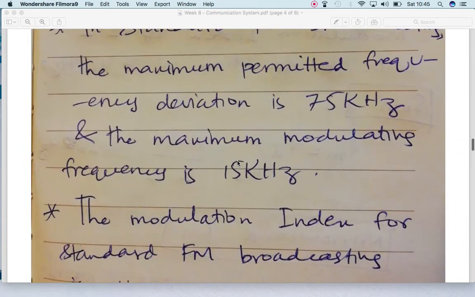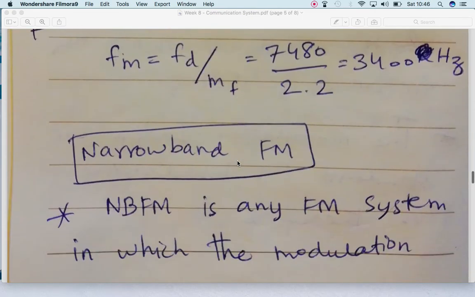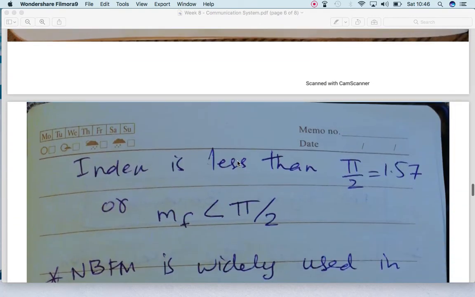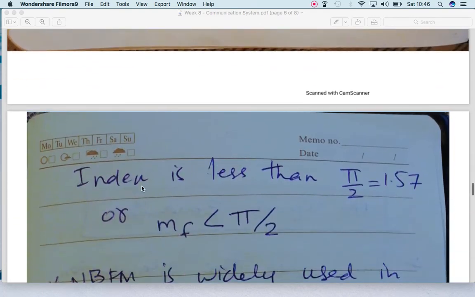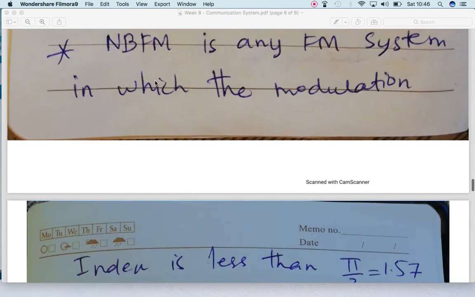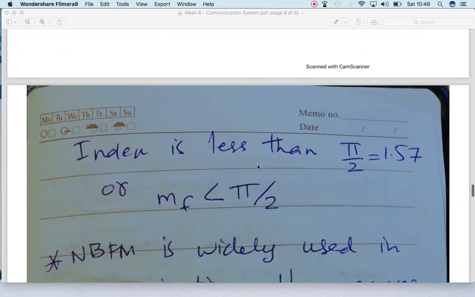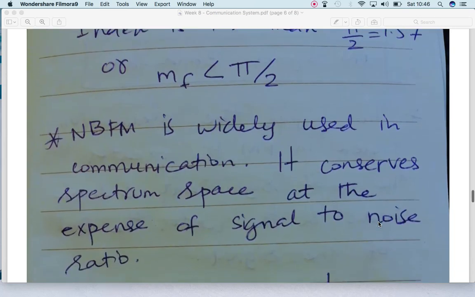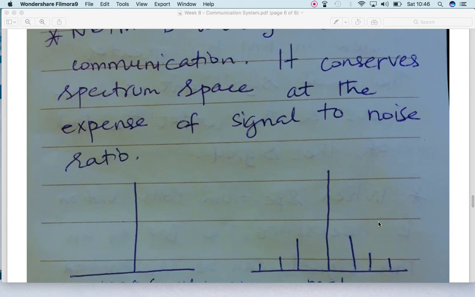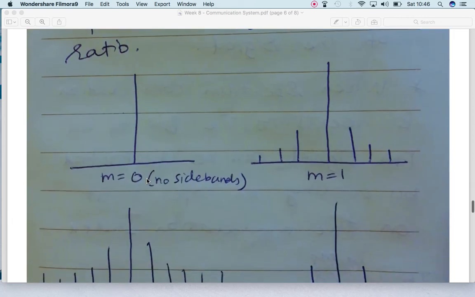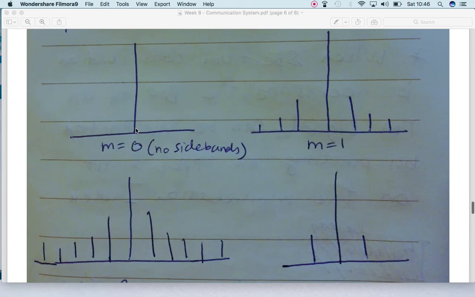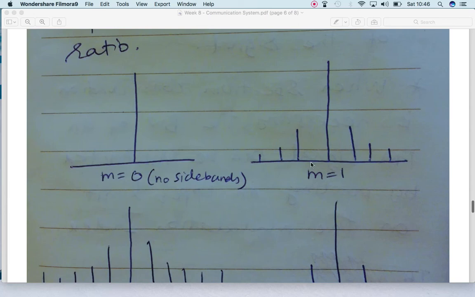And in this way the overall bandwidth of the FM signal is conserved, and that is why it is said that a narrowband FM signal is a signal which has a modulation index of 1.57. Let's see over here. We have a carrier signal with no sidebands, and we have a modulated signal with first, second, third order sidebands.